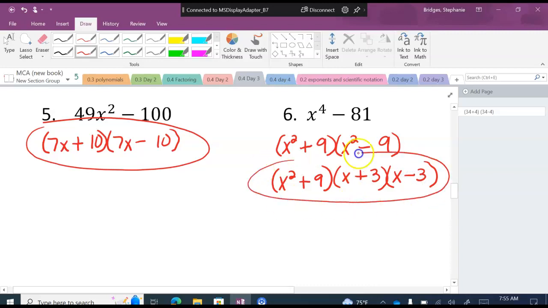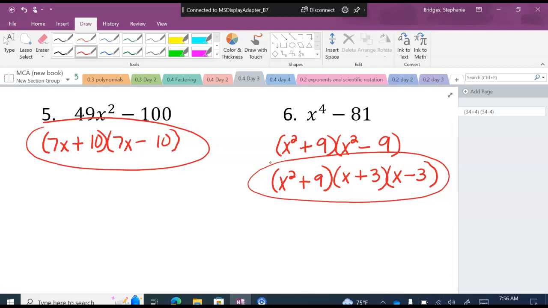Every year I give a type of question like this. Some people leave it as x squared plus 9 and x squared minus 9, so I have to take points off because it's not finished. And then some people break both of them down. Just remember, if it's two perfect squares and they are being added together, you cannot break those down any further, so be very careful with that.